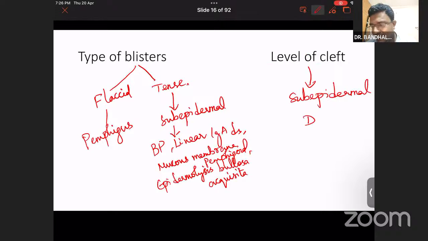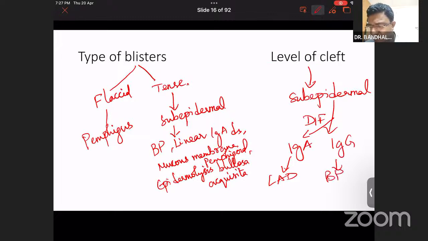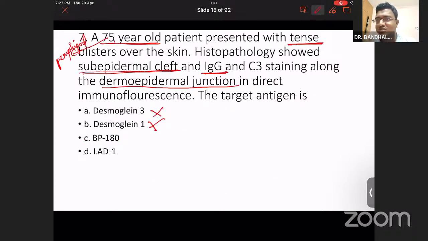So next, if we are doing DIF, if it is showing IgA, which is towards linear IgA disease, if it is IgG, which is bullous pemphigoid. So the first clue is tense blisters. So the intraepidermal disorders are ruled out, like the pemphigus group. So desmoglein 3 and 1 are out. DIF is showing IgG, which is specific towards bullous pemphigoid. If it is IgA, it is towards linear IgA disease. Since IgG is given, the option here is BP 180. This is wrong because it is associated with linear IgA disease. The name itself, na, linear IgA disease.